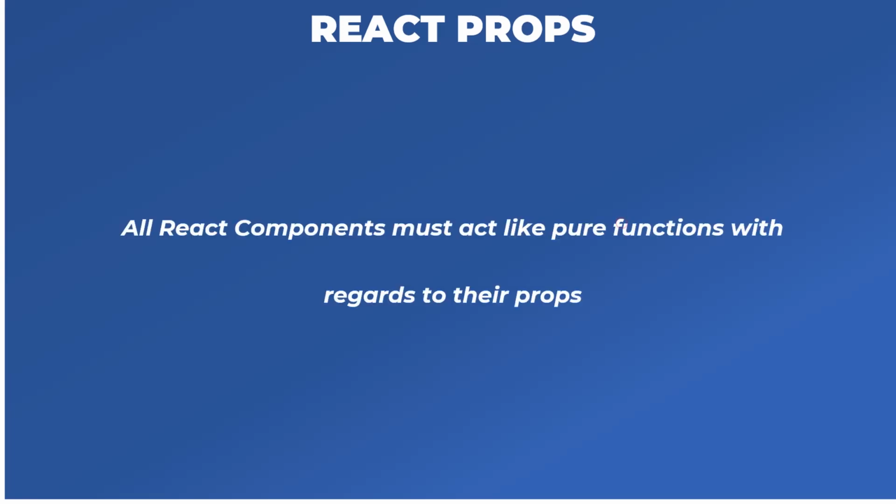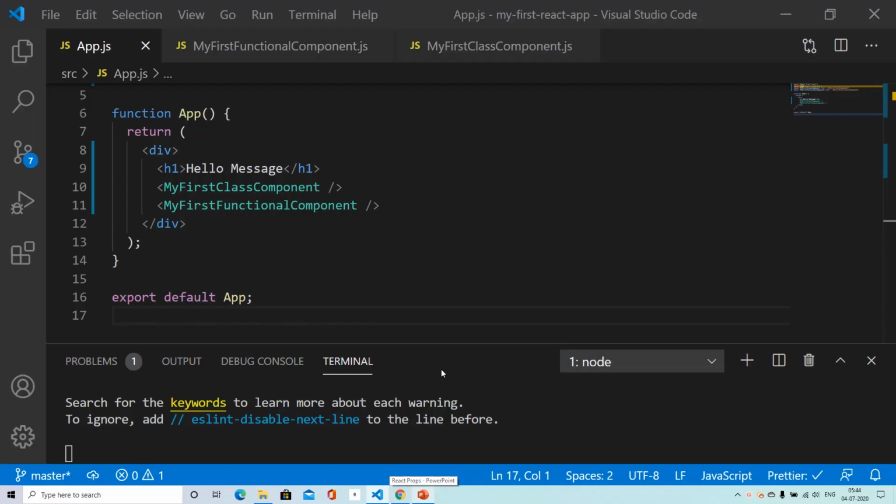So basically the rule is that all React components must act like pure functions with regards to their props. Let's look at props in our class component and functional component examples. So let's switch over to our demo application, and this time we are going to first look at props in functional components because that is going to look more easy and more intuitive.